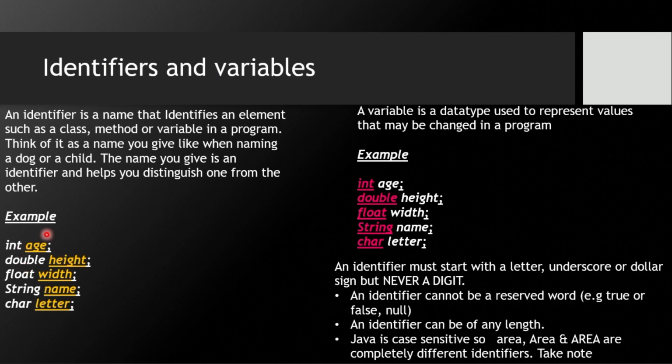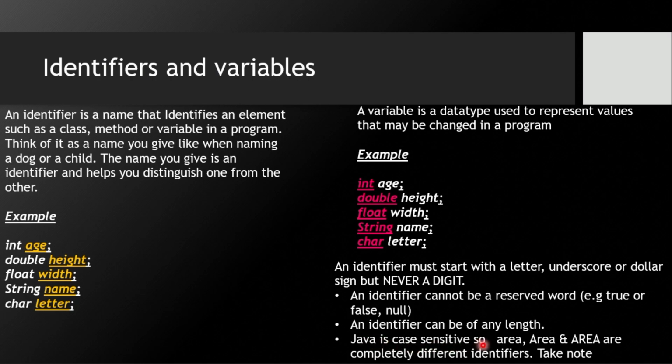And an identifier must start with a letter. So identifiers must start with a letter, underscore, or a dollar sign, but must never start with a digit. An identifier cannot be a reserved word, meaning true, false, or null, and an identifier can be of any length, right? You can have 1,000 characters in your identifier. You just have to make sure that you write it correctly.